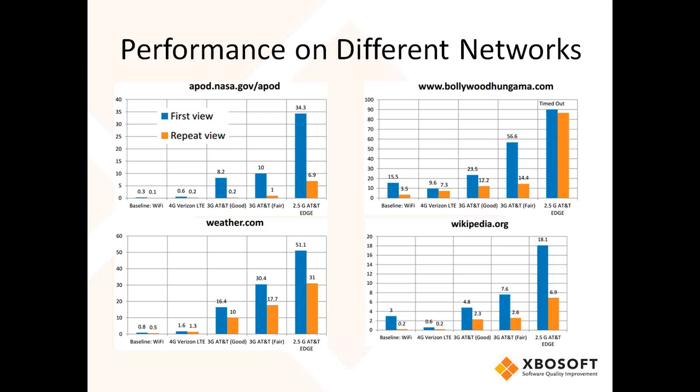Weather.com, same situation. It changes on a daily basis. So when you go to 3G or 4G, it gets pretty bad. And if you notice, look at the difference between a good 3G network and a fair or bad 3G connection. Almost double the time it takes to download. That's not uncommon.